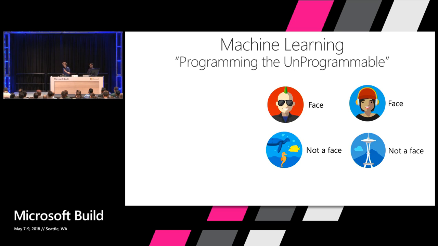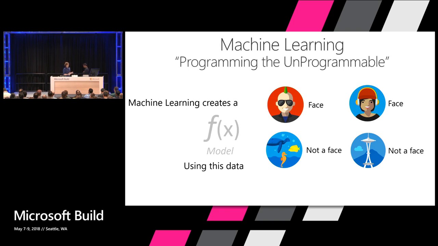So even though we don't know how to write that function, what we do have are examples of the inputs and outputs to that function. We have many, many images, and we can label those images to say whether they have a face in it or not. So machine learning lets us take that data, those examples of inputs and outputs, and create a model, which you can think of as a function that takes in the image as the input and tells you as an output whether there's a face in it or not.